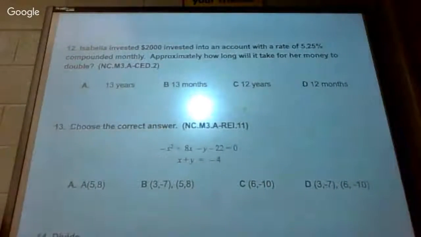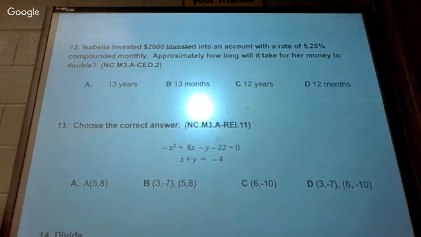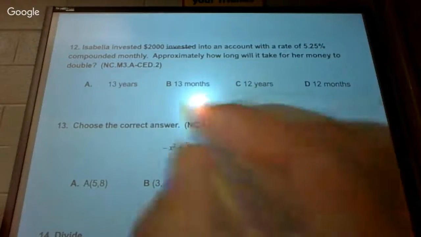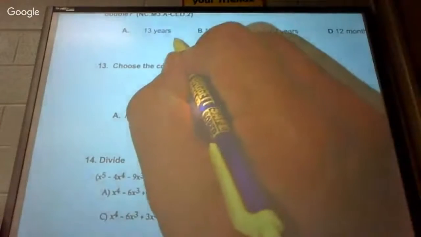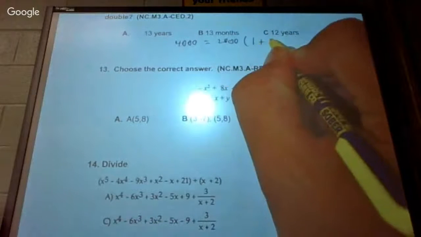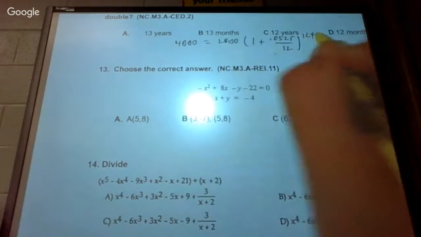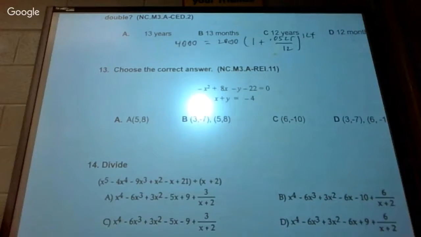12. Isabel invested 2,000. Got too many invested words there. Into an account with a rate of 5.25% compounded monthly. Approximately how long will it take for the money to double? That's just like the other one we just did. So this one is 4,000 equals 2,000 times 1 plus 0.0525 over 12, to the 12t. Remember what we did? We divided it by the 2,000, and then we logged both sides, and then we moved the 12t to the front, and then we solve for the logs. All right, I'll do it again.